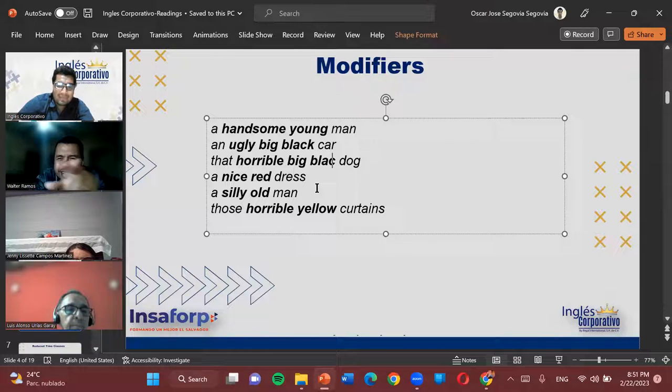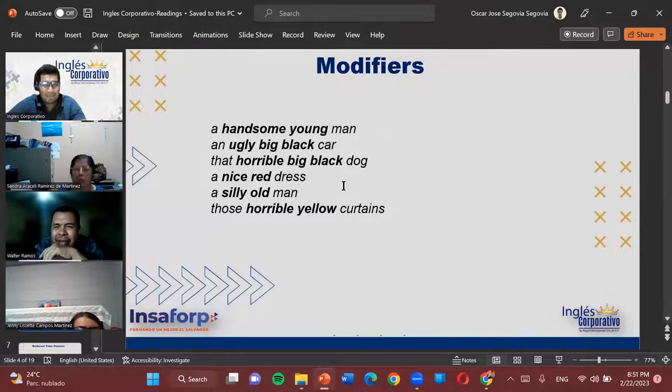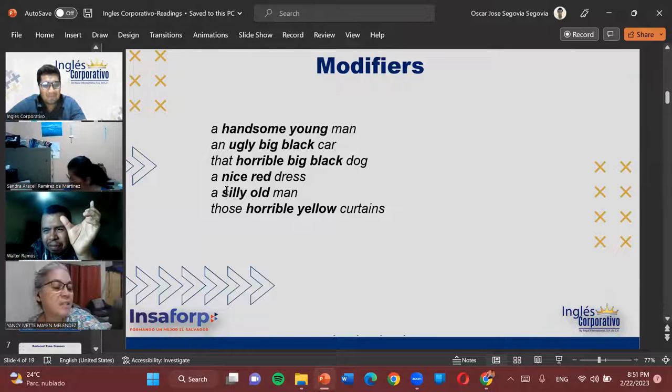Is it necessary to learn those structures, the order? Yes. Opinion, size, age, shape, color, origin, material, purpose. Someone told me that, to remember the next word, OSASCOMP. Yes, that's it.